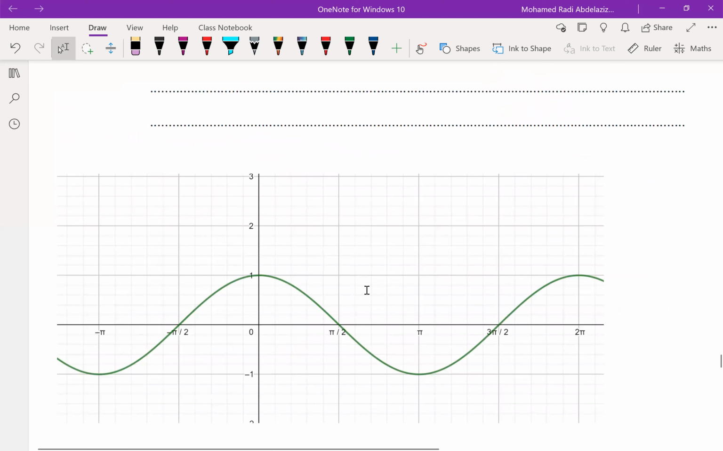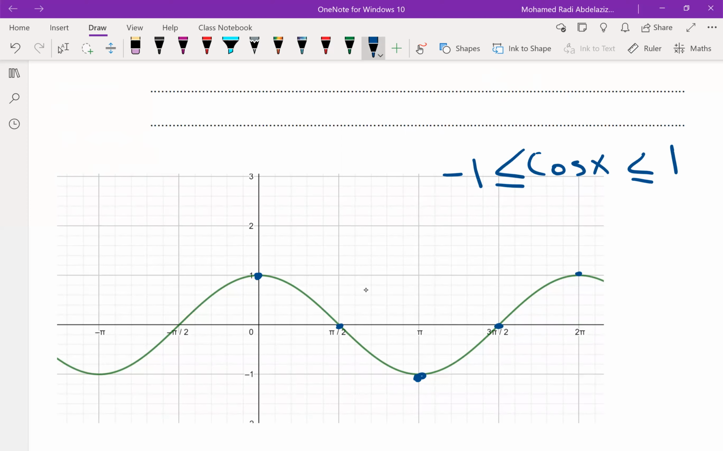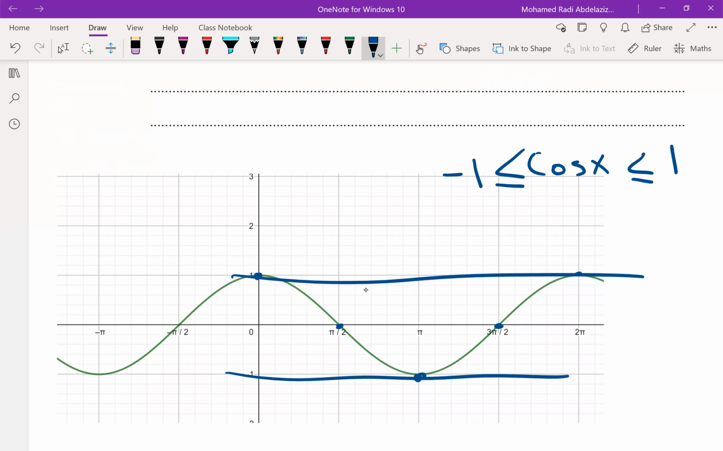This is number one, the graph of cosine x. Look at the curve: it starts from 1, 0, minus 1, 0, 1. What is the maximum value of cosine x? The maximum value is 1. What is the minimum? Negative 1. This is called the range of cosine x, from negative 1 to positive 1. This is the curve of cosine x.